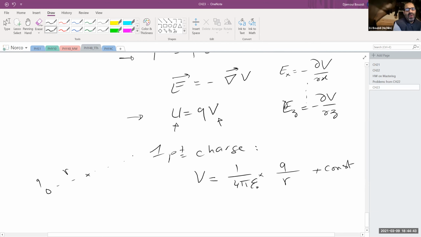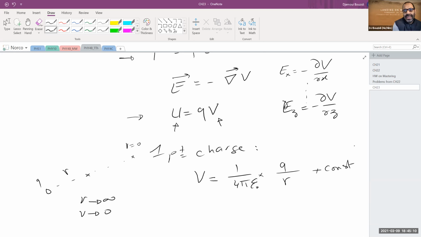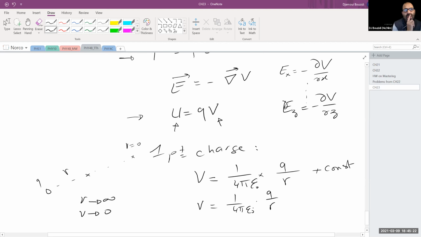If I bring a charge from infinity, I expect the potential here to be exactly 0. That means that far removed from the charge, I expect no effect of this charge whatsoever. I expect this charge does not influence infinity. So when R goes to infinity, by choice, the potential goes to 0. If I plug in R infinity, this term is 0, that means the constant is 0, that's all. So the potential is 1 over 4 pi epsilon naught times Q over R. This is for one charge.